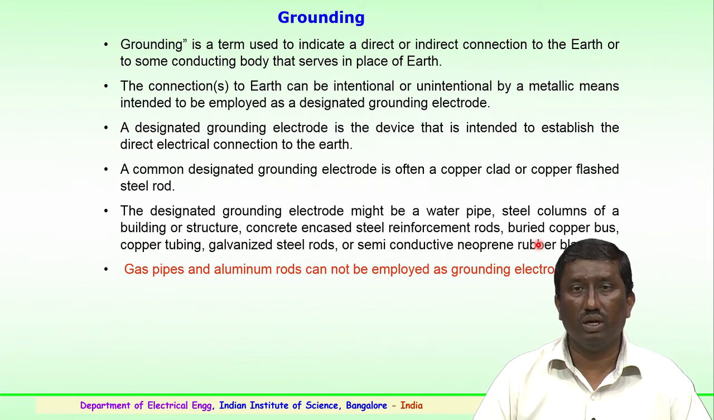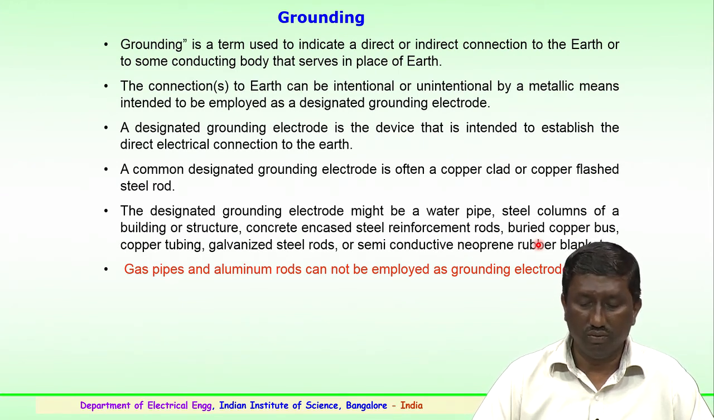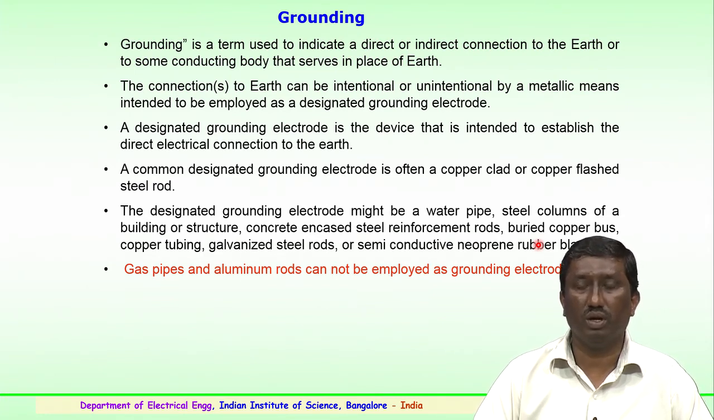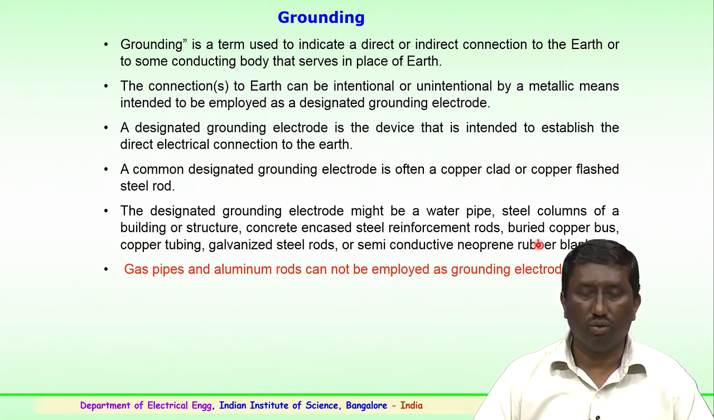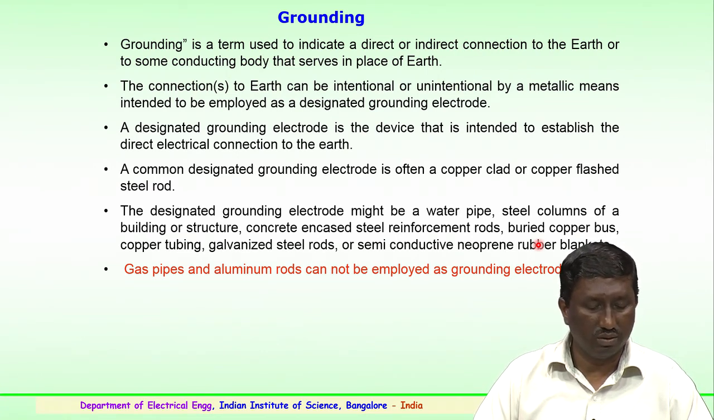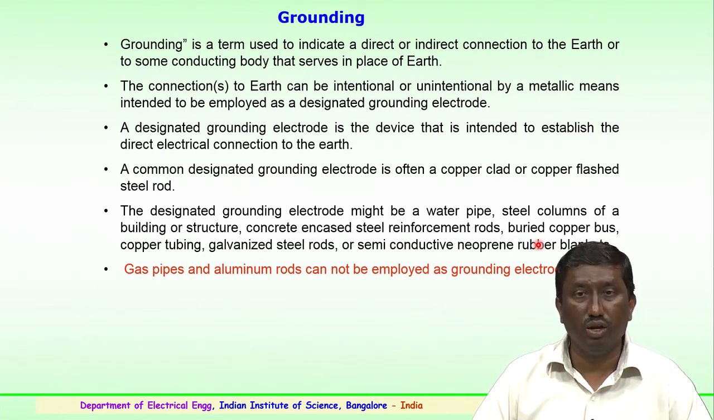The common designated grounding electrode normally employed is a copper-clad or copper-flashed steel rod, used for earthing or grounding of the equipment. The grounding electrode could also be a water pipe, steel columns of buildings or structures, the steel reinforcement rods encased in concrete, buried copper bus or copper tubing, galvanized steel rods, or semiconductive neoprene rubber blankets. Several of these grounding electrodes could be connected to the grounding. It should be noted that gas pipes and aluminum rods cannot be employed as grounding electrodes.